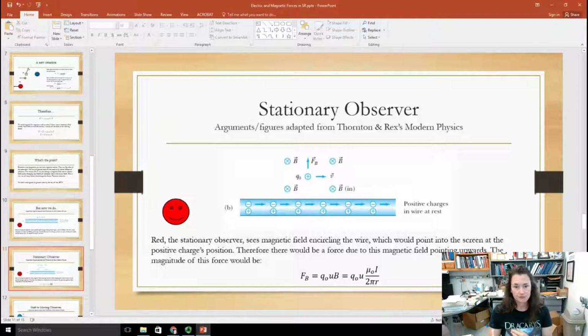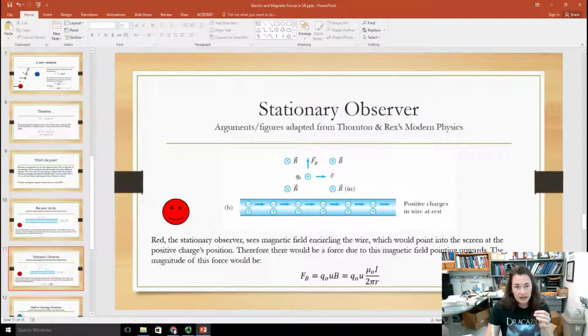All right? Now the magnetic field due to an infinite current carrying wire is equal to mu naught I over 2 pi r, where r is the distance radially away from the center of the wire to the test charge. All right? So the magnetic force magnitude here would be q naught U times mu naught I over 2 pi r. All right? So that's what's going on there.